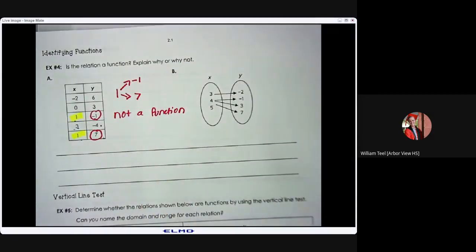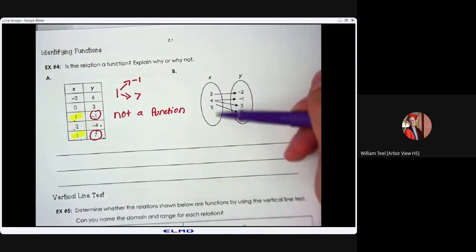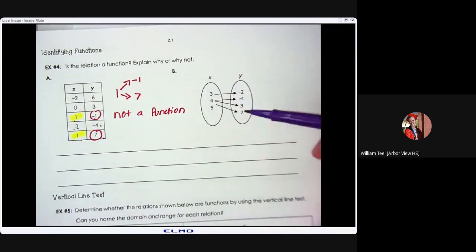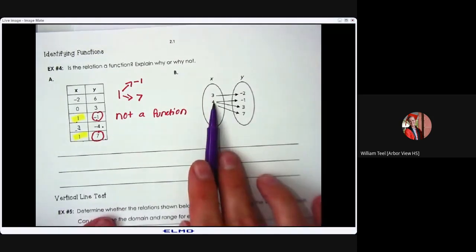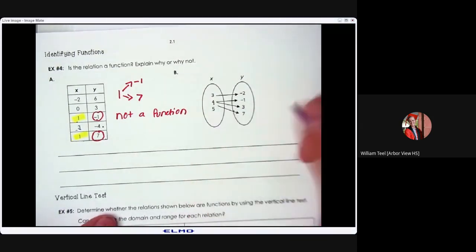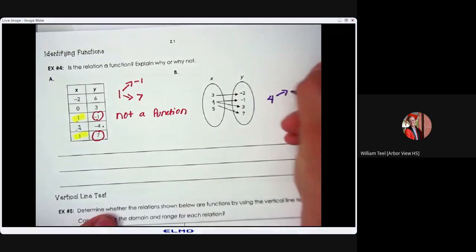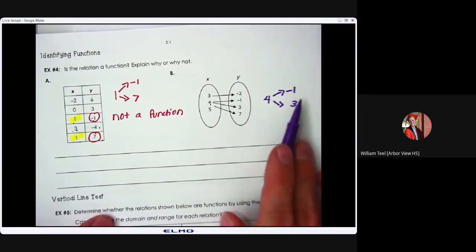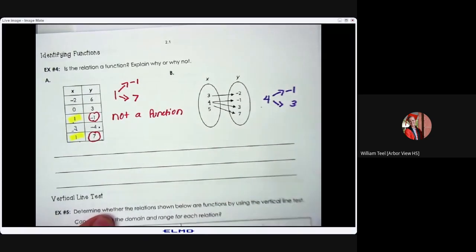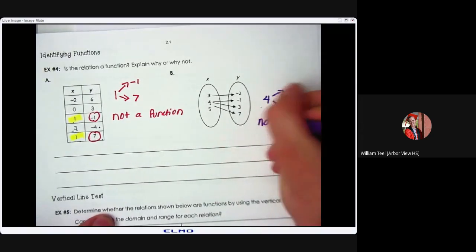Now, before we explain, let's go ahead and look at part B. So in part B, we have these 3 x values and these 4 outputs. If you'll notice, 4 is pointing to 2 separate numbers. We have 4 pointing to both -1 and 3. That means the input of 4 has 2 separate outputs. Mr. Teal is at Starbucks and Chipotle at the same time. That is not possible, so we are going to say that's not a function.